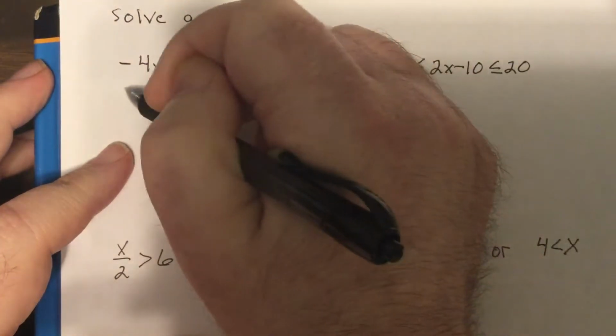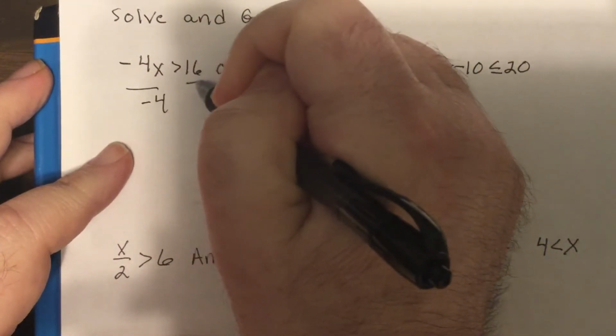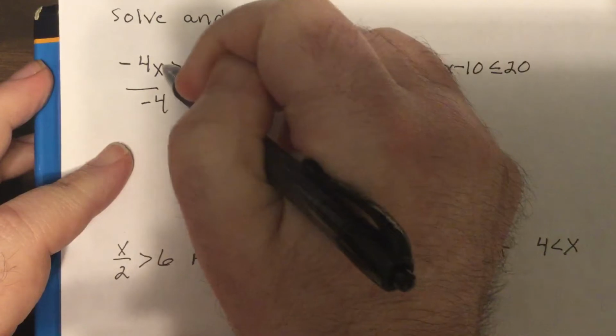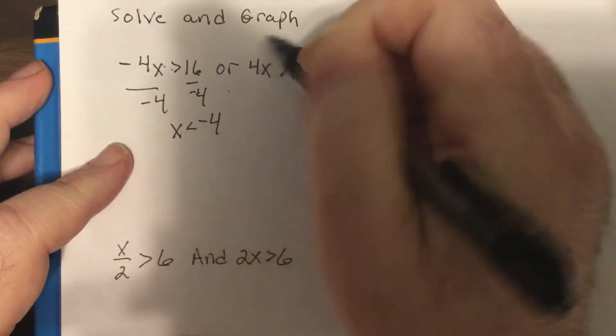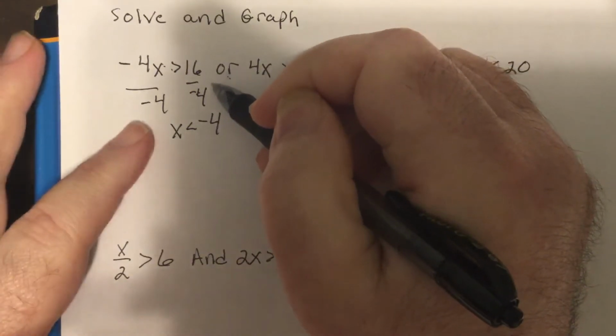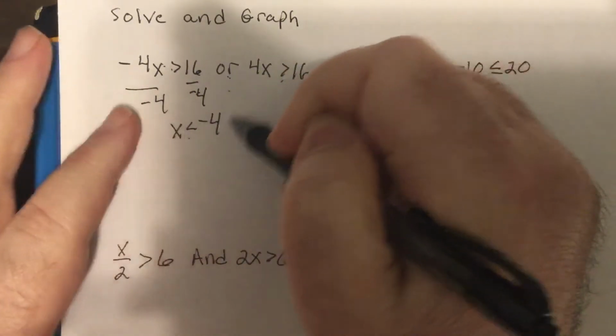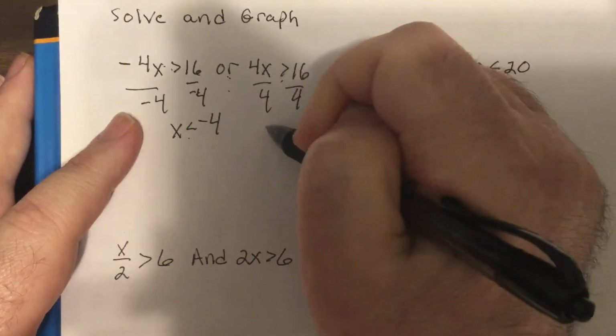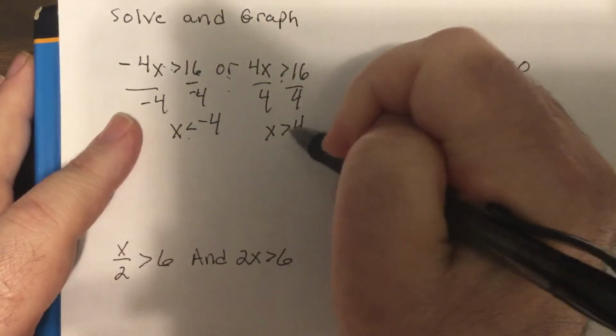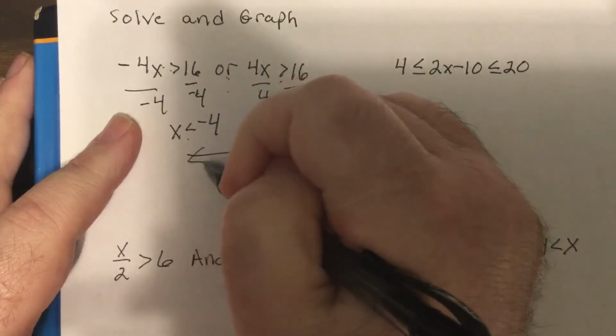Okay, well, hello. So divide by -4. We know how to switch the inequality. So x is less than -4. Or means conditional, that one has to be true. Both could be, but only one has to be. So x is greater than 4. So here's less than -4.